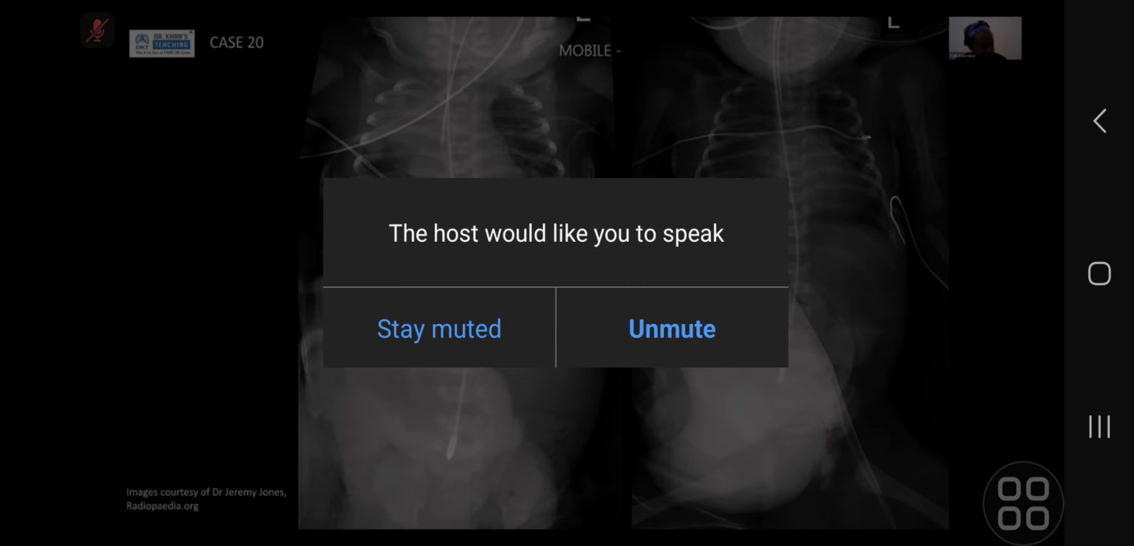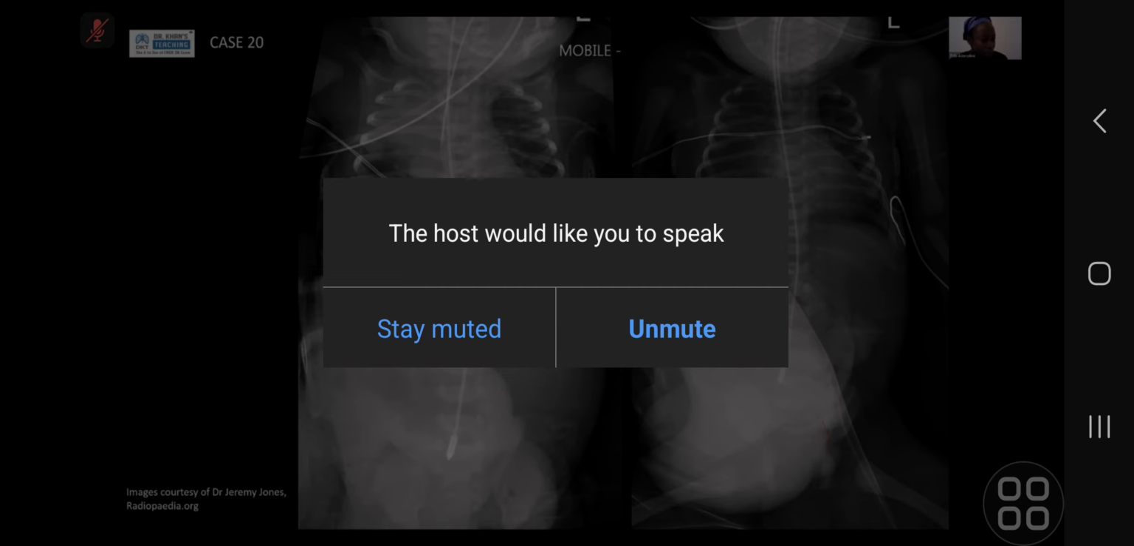Exactly. So this is gastroschisis. Okay. So I think it is quite a confusing radiograph, and if you've never seen one before, you have to really think about what you're looking at.